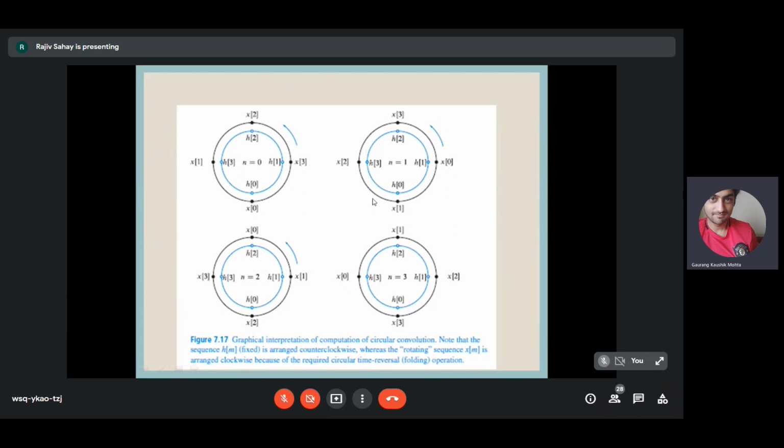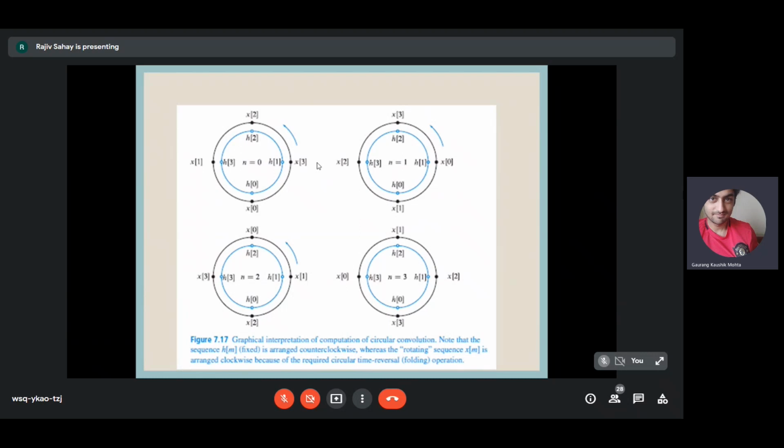This is circular shifting. Only for writing out x, which is the circularly folded sequence, we wrote it out in the clockwise fashion, and then we are doing everything anti-clockwise. Again, h naught is fixed, hm is fixed. We are only shifting x. So you will get y1 equal to h0 x1 plus h1 x0 plus h2 x3 plus h3 x2. Like that, you will get 4 equations.